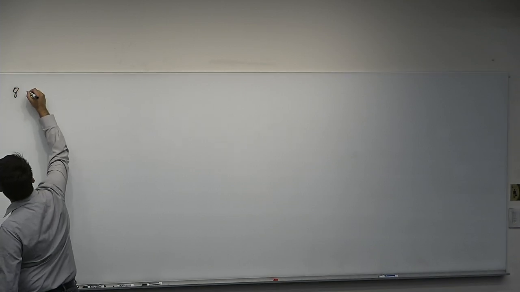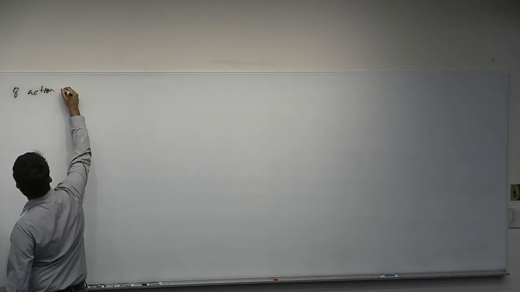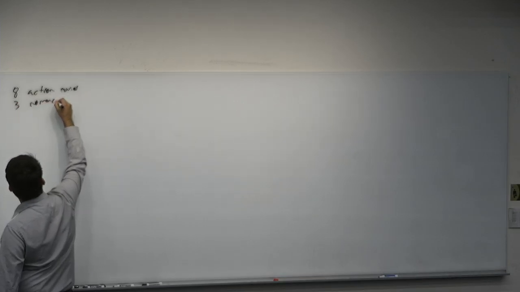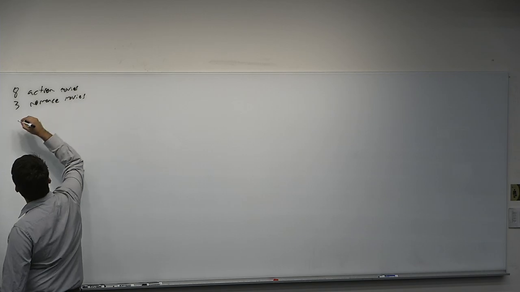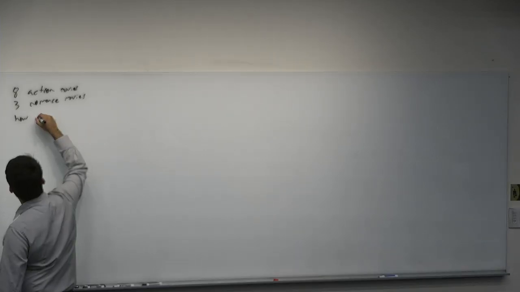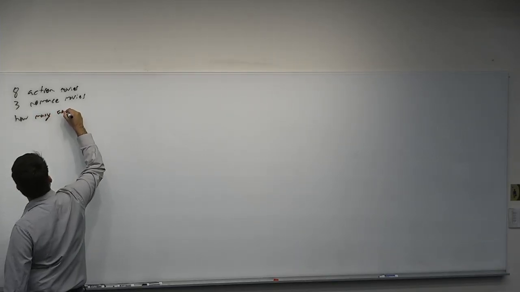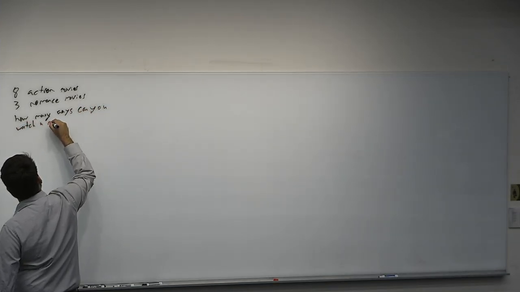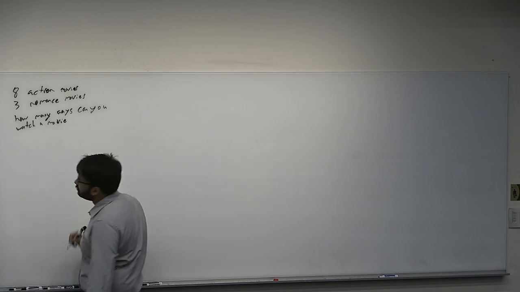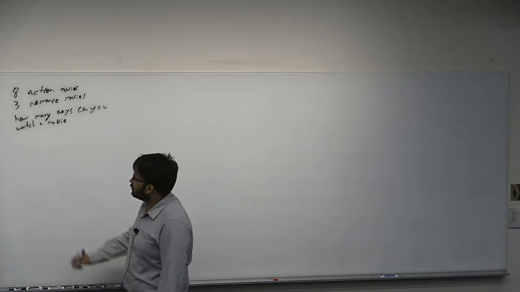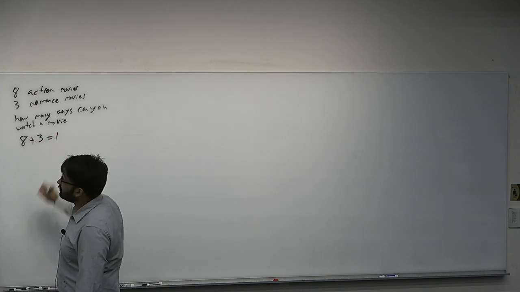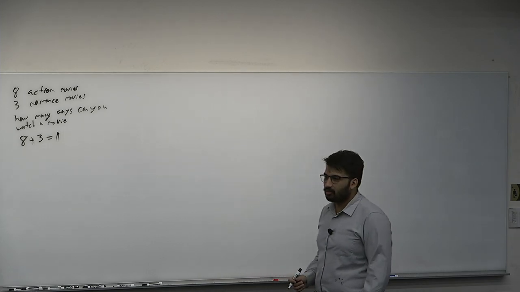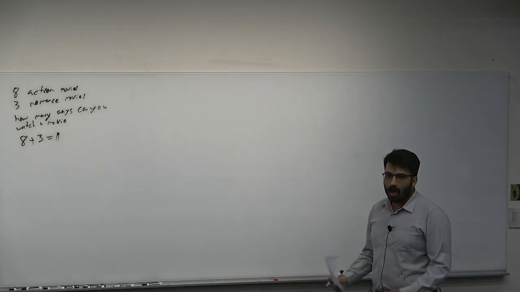Let's say there are 8 action movies and 3 romance movies. How many ways can you watch a movie? How many movies can you pick to choose to watch? 11. Yeah, it's going to be 11. It's going to be 8 plus 3 is equal to 11, right? Not the most advanced scientific theorem, but perhaps believable. Sometimes you add, sometimes you multiply.